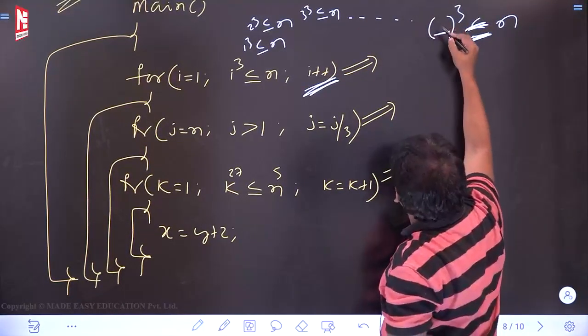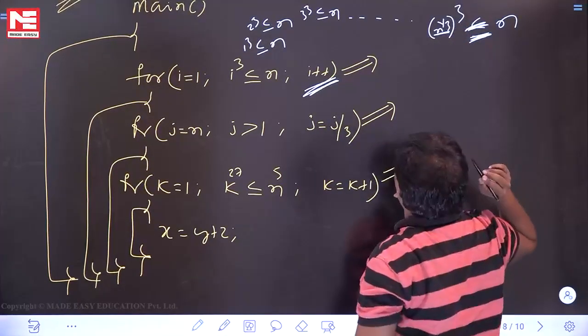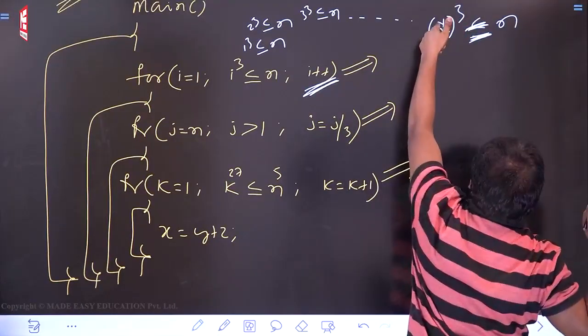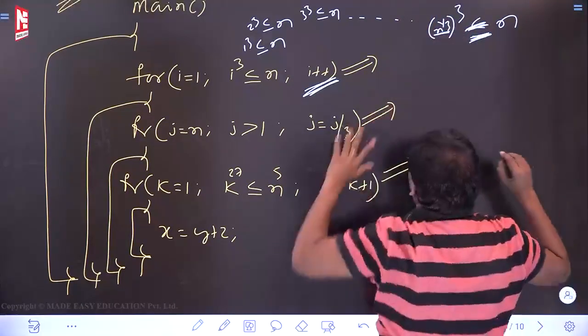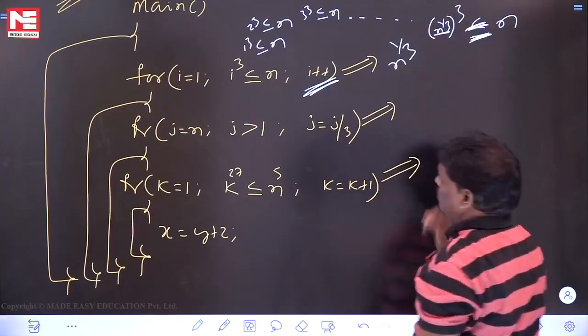1 cube, 2 cube, it's okay. Suppose we assume that it is n power 1 by 3. I continued to n power 1 by 3, and n power 1 by 3 whole power 3, I think both will cancel, giving n. That indicates that this loop runs n power 1 by 3 times.